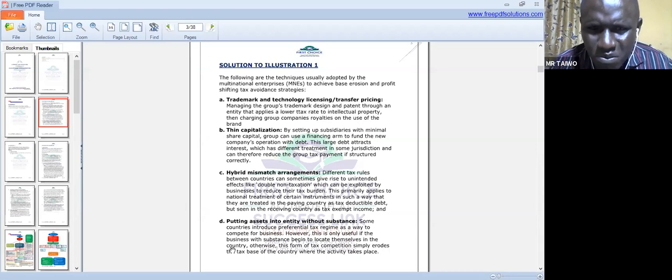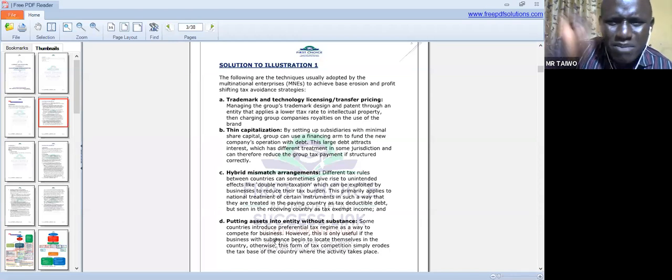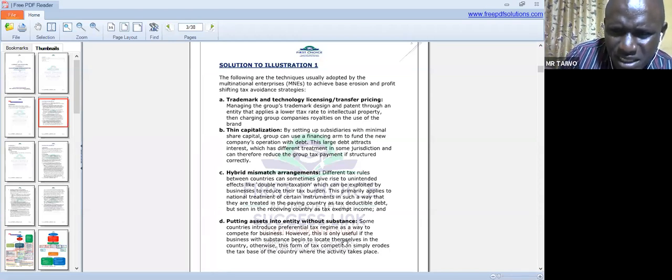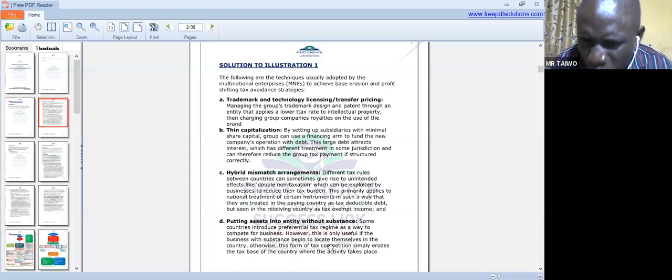Let's look at it. Some countries introduce preferential tax regime as a way to compete for business. However, this is only useful if it is a business with substance. Look at this, not a fictitious business. It will only be useful if businesses with substance begin to locate themselves in the country. Otherwise, this form of tax competition simply erodes the tax base of the country where the activities take place.